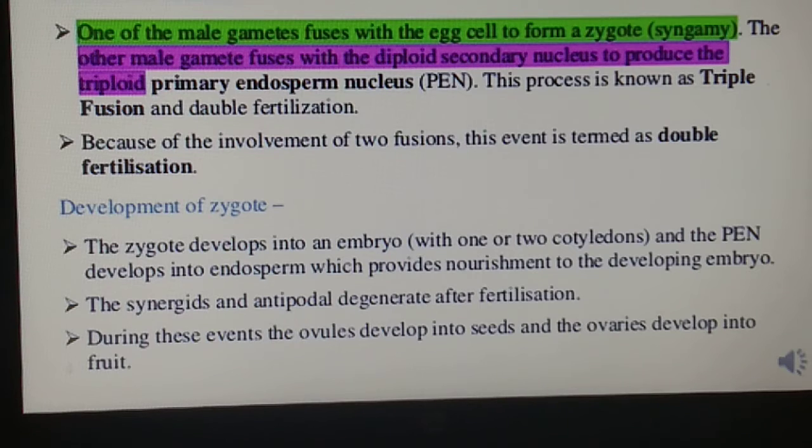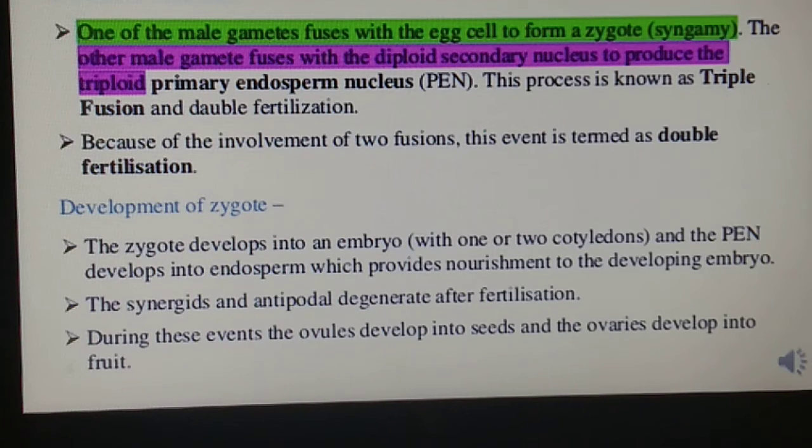Now the zygote has been formed, students. Once the fusion of male and female gametes happens, the zygote forms. This zygote develops into an embryo with one or two cotyledons, and the PEN develops into endosperm, which I've already explained provides nourishment to the developing embryo. So the endosperm formed here, the primary endosperm nucleus, by the fusion of one male gamete with two polar nuclei, will provide nourishment to the developing embryo.